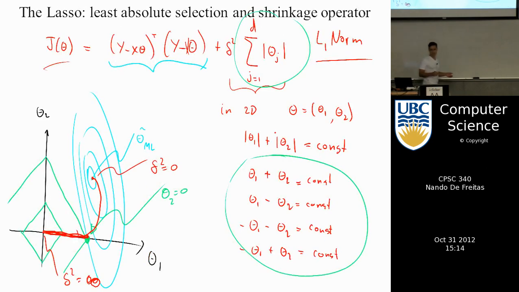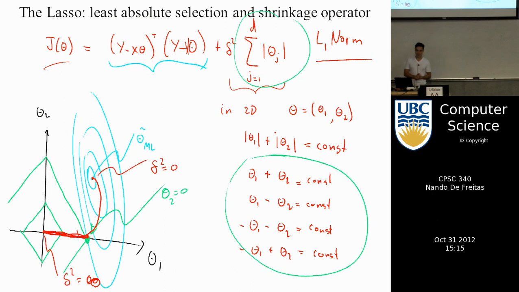And so I will formulate this cost. I argued that if I plot the contour plots of y minus x theta times y minus x theta, those are ellipses, and I know the minimum is at the center. And I also argued that if you look at the absolute value in 2D of two parameters, I basically have four lines. If I plot those four lines, essentially I have that square, the diamond in the middle. Those are the contour plots.